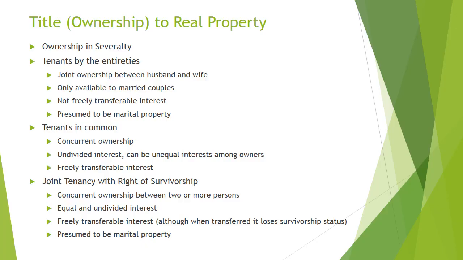There are different ways in which people hold the title to property. Real property may be owned by a single owner or by a group of owners. When a single owner owns real property, this is known as ownership in severalty. Tenants by the entireties is a form of legal title that only applies to married couples.